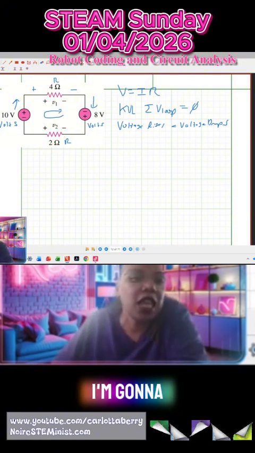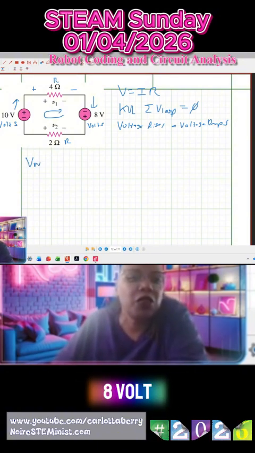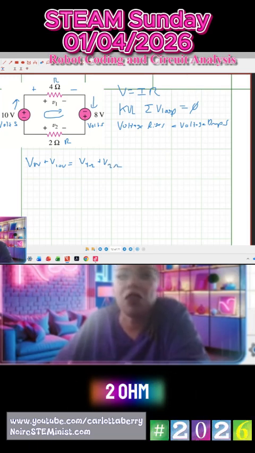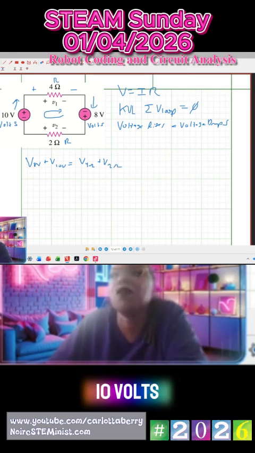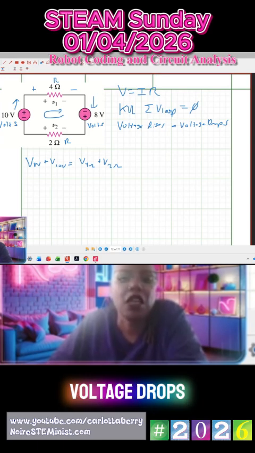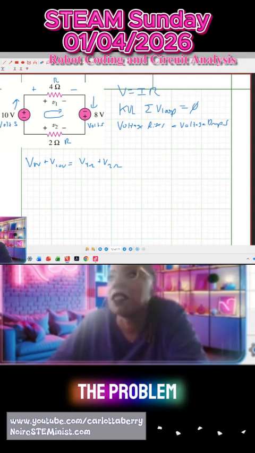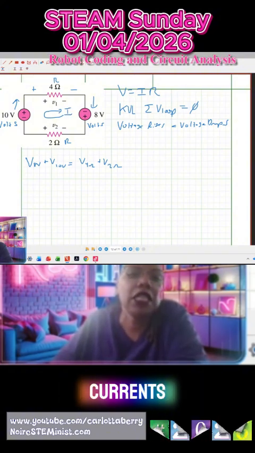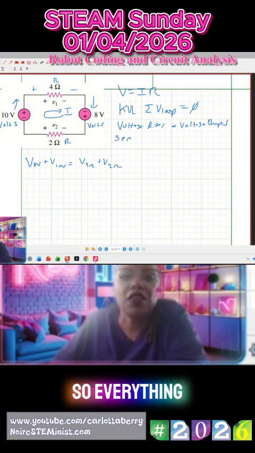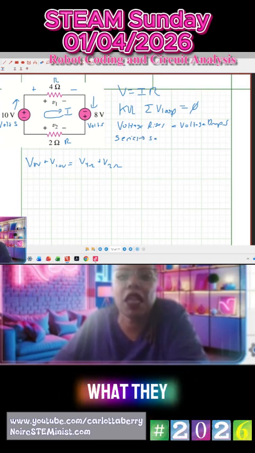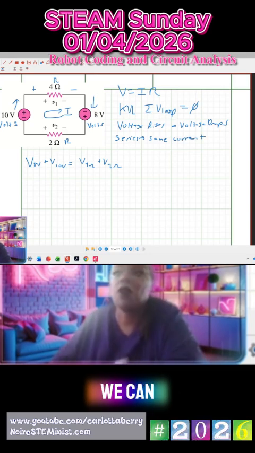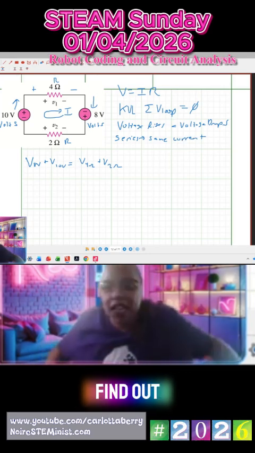So when I write this out, the voltage rise from the 8 volts and the voltage rise from the 10 volts have to equal the voltage drop for the 4 ohm resistor and the voltage drop from the 2 ohm resistor. The problem is we don't know any of our currents. Everything is in series, so everything has the same current, but we don't know what it is. But the good news is, with the equation I just gave you, we can find out what the current is.